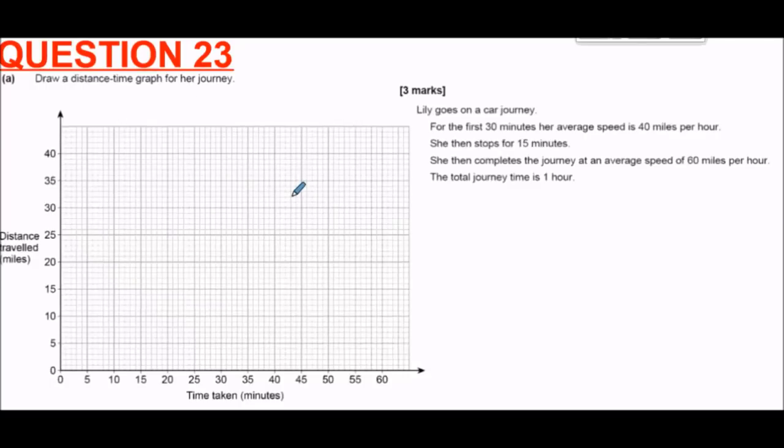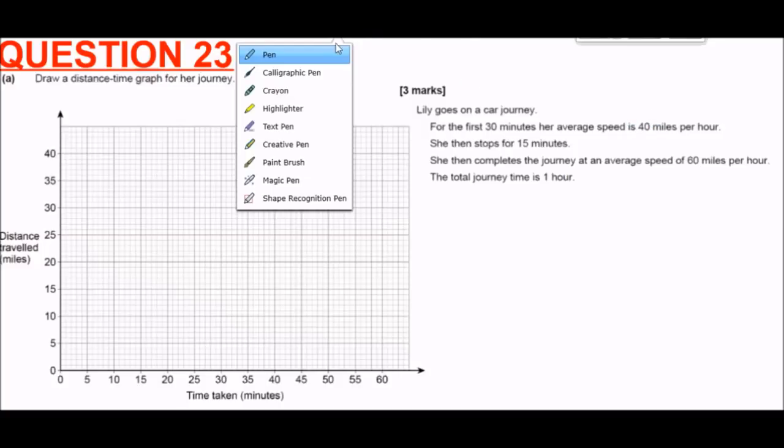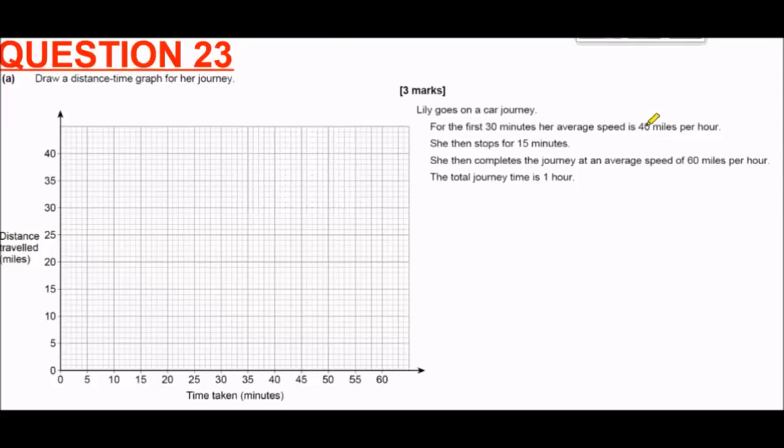Question 23, we have a distance time graph of a journey. So Lily's going on a car journey. It says for the first 30 minutes her average speed is 40 miles per hour. So just thinking of the definition of miles per hour, 40 miles per hour means 40 miles in 1 hour. Now 1 hour is 60 minutes, so that means 40 miles in 60 minutes.